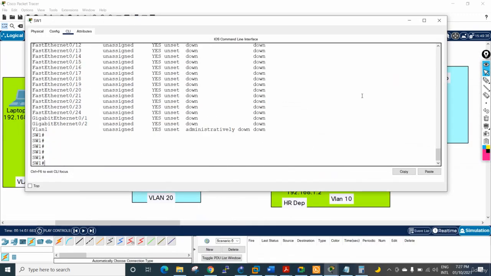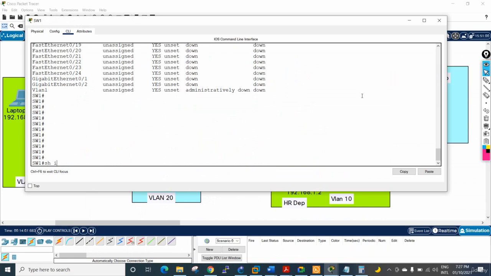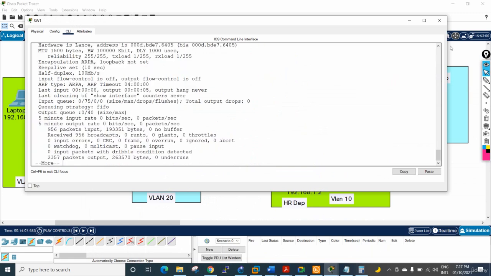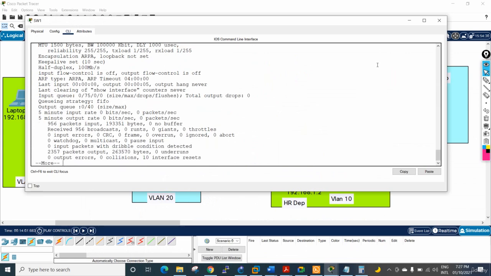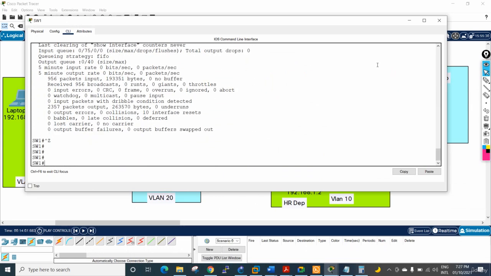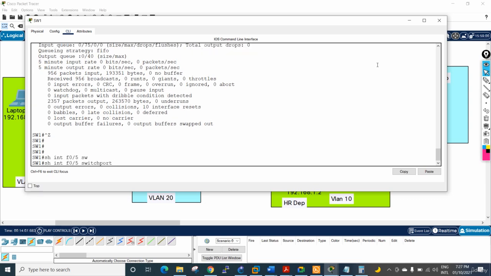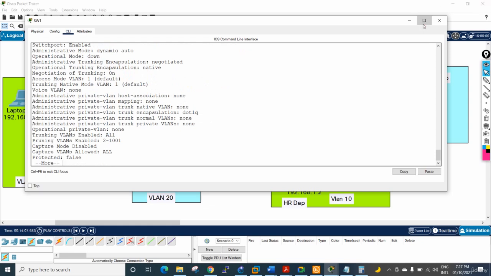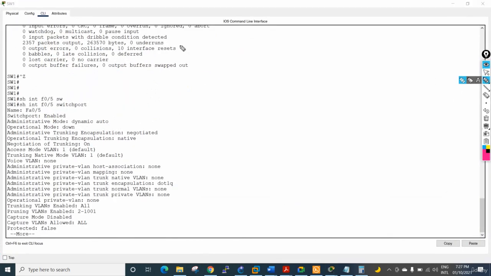So now I will write here show interface FastEthernet 0/5, right? Or let me show you in another way, not this way: show interface FastEthernet 0/5 switchport, this way. Let me make it big here. And if you see here, this is a brand new switch from Cisco. We did not change any configuration for this particular port, FastEthernet 0/5.